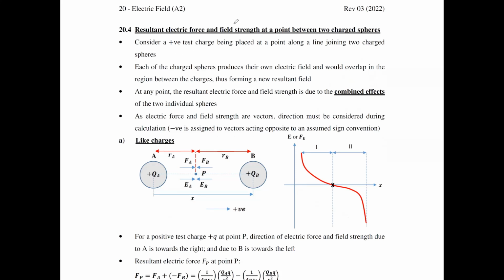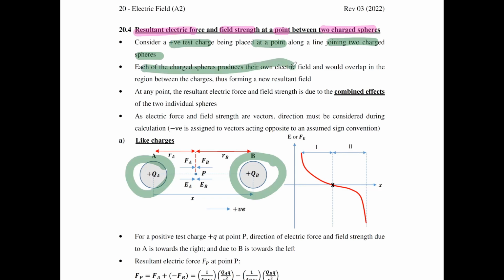So consider a case where you are interested to find the resulting electric force and the field strength at a point between two charged spheres. In between the two charged spheres, you consider placing a positive test charge at a point along the line joining the two charged spheres. Each of the charged spheres will tend to produce their own electric field and would overlap in the region between the charges, thus forming a new resultant field.